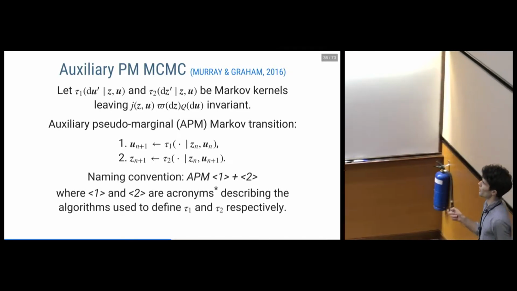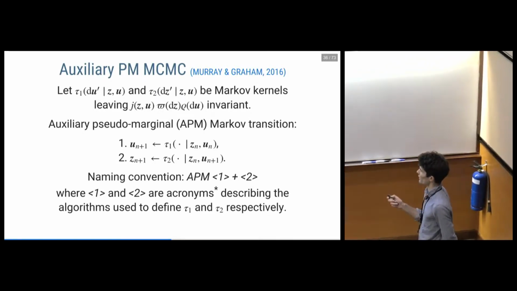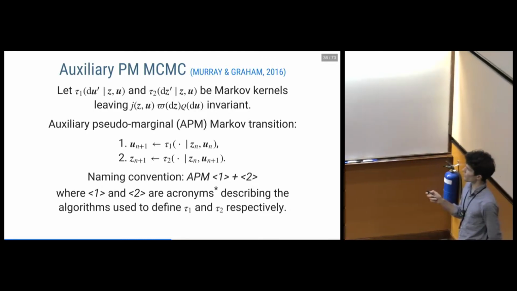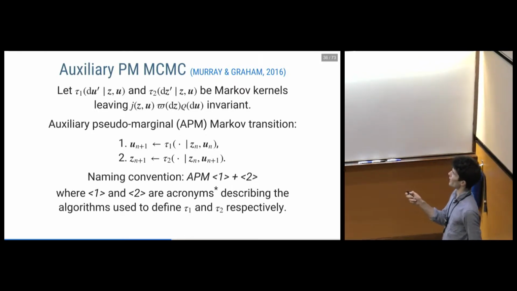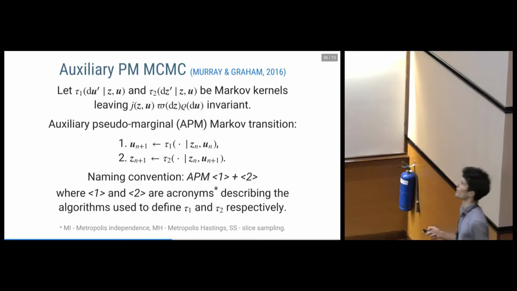So I will use this naming convention throughout. That will, particularly in experiments, use this shorthand APM for auxiliary pseudo-marginal, and then two different acronyms to describe the two different Markov transition operators, defining these T1 and T2 transition kernels. So for example, I will use MI for Metropolis independence algorithms, MH for Metropolis Hastings, and SS for slice sampling.